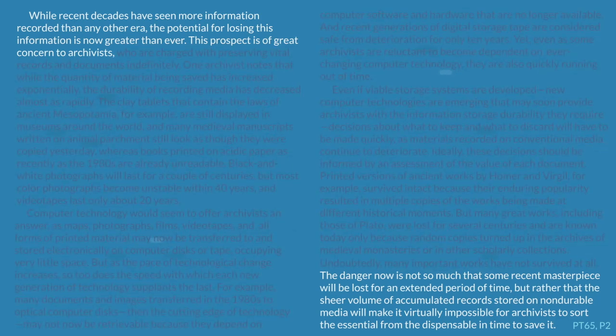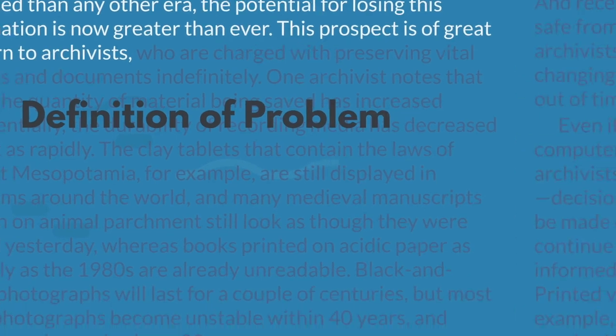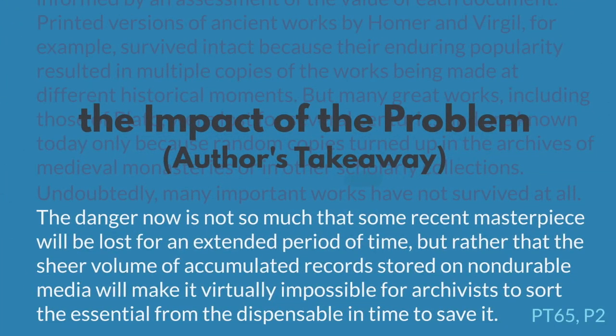We would go with the first couple and the last one, because the first couple are where we initially define the problem. Archivists are screwed by how much information we're creating. And then the last sentence is just sort of a re-summary of the problem. Kind of feels more like the takeaway, like, well, it's going to be virtually impossible for them to save all the good stuff.